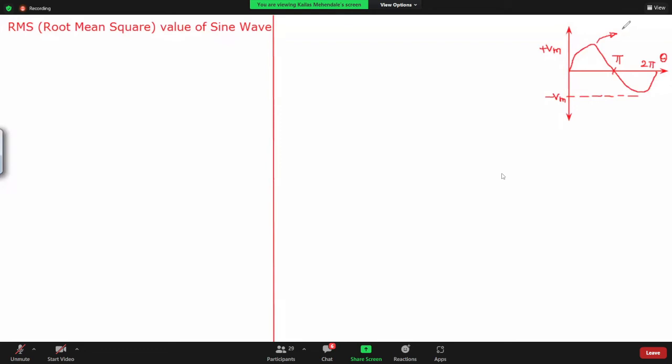The expression for this waveform will be, as we have used it, E is equal to Em sine theta. This waveform we will be utilizing for the calculation part. That is number one. Number two, I'll just tell you how to find out the average.